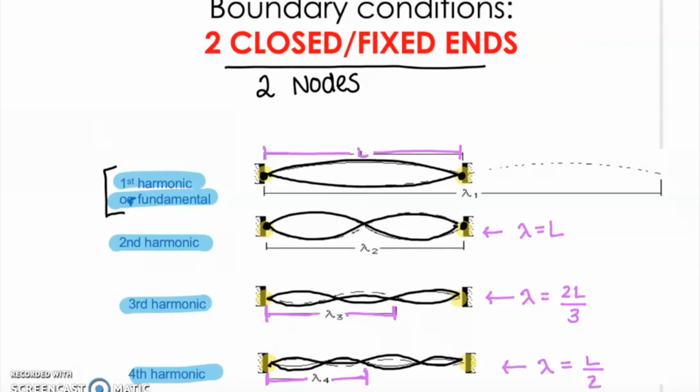I skipped over the fundamental, but I'll come back to that. You could imagine extending this wave far out so that you could see both of the bumps, a full wavelength. Here, a full wavelength would be equal to 2 times the length of your string. A really great real-world example of two fixed ends is a guitar string that we just saw.